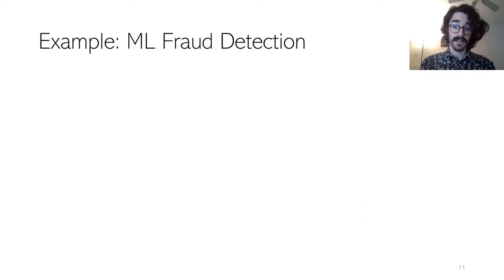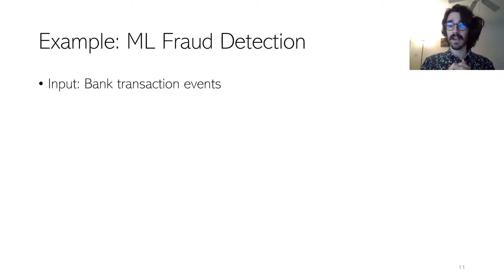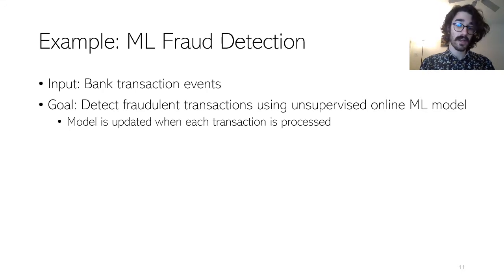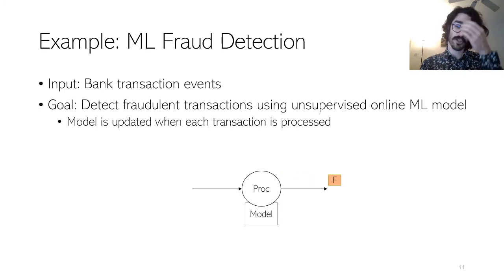And to understand why this synchronization is important, let's look at an example. So assume that we have a machine learning fraud detection application where the input is bank transaction events, and our goal is to detect the transactions that are fraudulent using an unsupervised online machine learning model. The model is updated every time we process a transaction. So as an illustration, let's say that we get a transaction and then the processing returns that it's a fraud, or similarly, the processor can return that it's not a fraud. And we can keep going, and whenever we process each of these transactions, we update our model, which is the state of the stream processing application.